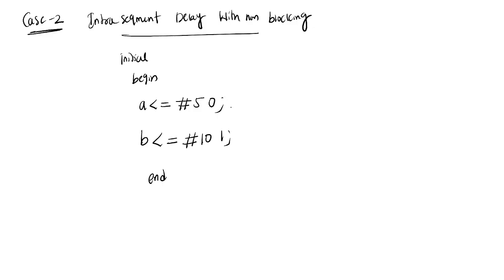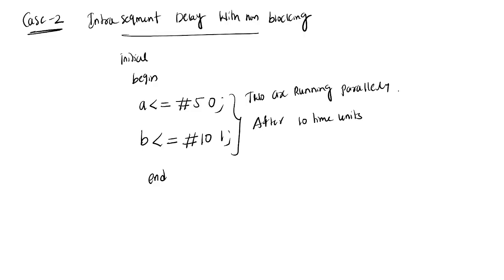So that means here, what happens? Two instructions with a non-blocking assignment are running in parallel. The compiler doesn't want to wait and waste the time. So after 10 time minutes, what happens? B will be initialized to 1.